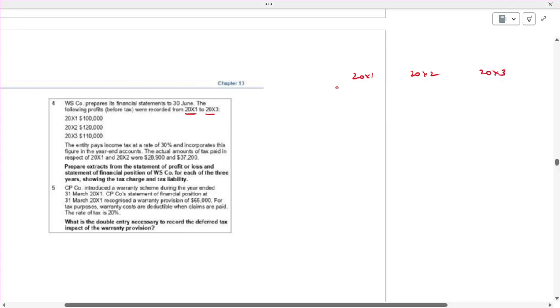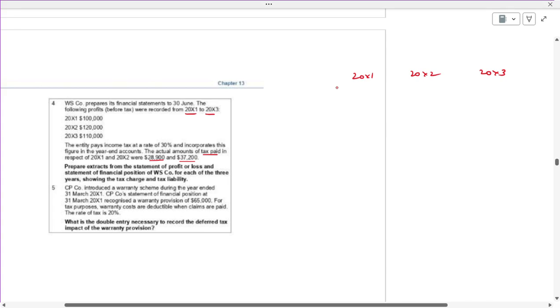While doing MCQs, there is no formality. They will give you pen and paper, and you can do rough work, but most important is to be clear. 2001, 2002 and 2003. The entity pays income tax at the rate of 30% and incorporates this figure in the year-end accounts. The actual amount of tax paid is 28,900 and 37,200.